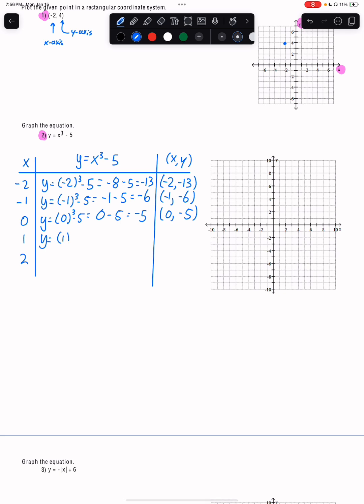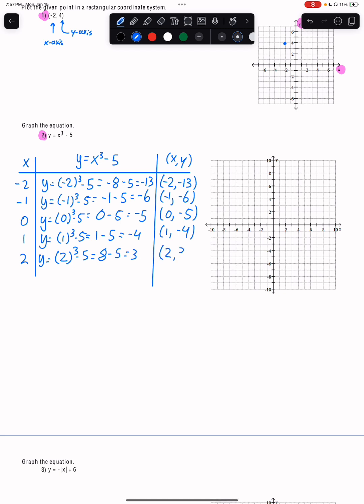We're going to plug in +1. And we'll get 1 here. We end up with -4. 1 comma -4. Now to plug in 2. 2 cubed is going to be 8 minus the 5, and we get +3.